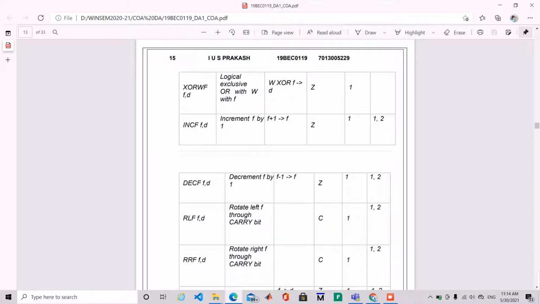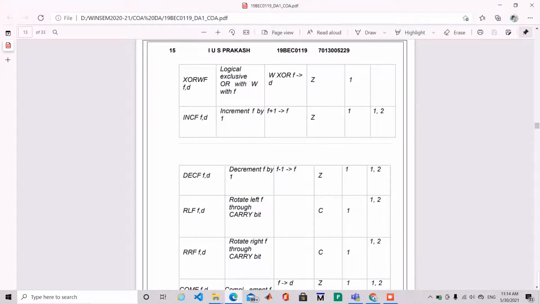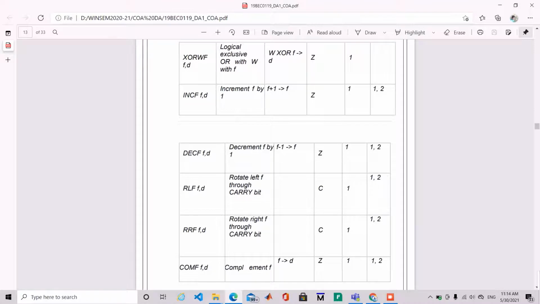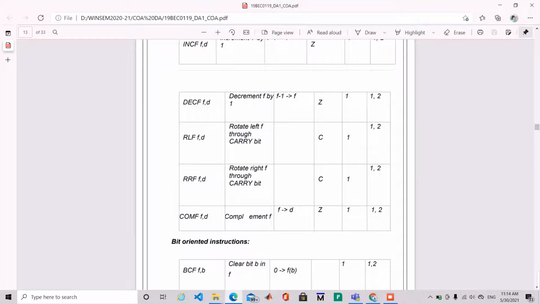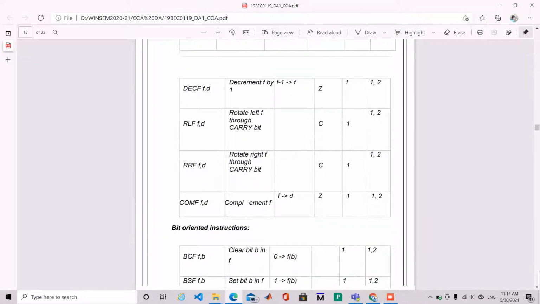And then DECF F, D. It means decrementing F by 1. And then RLF F, D. It means rotating left F through carry bit. And RRF F, D. It means rotating right F through carry bit. And then COMF F, D. It means complement F.